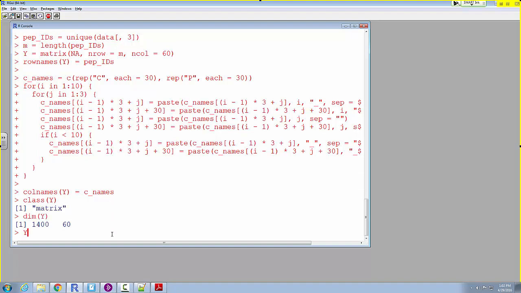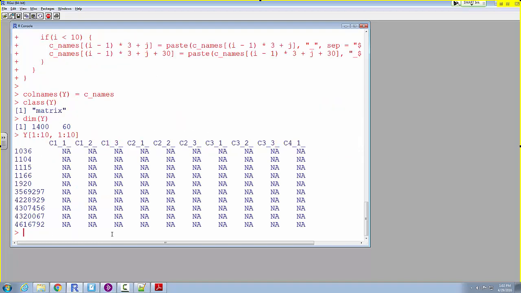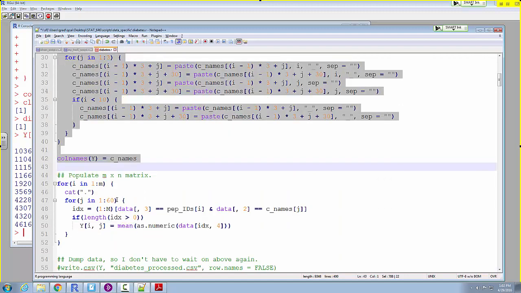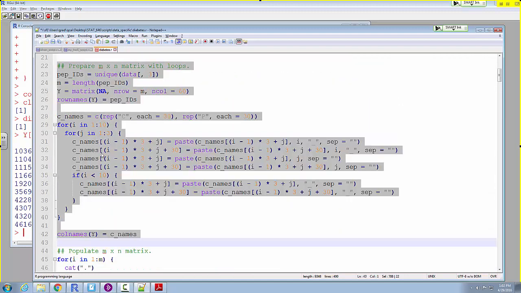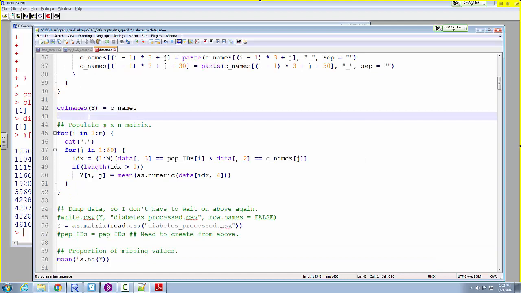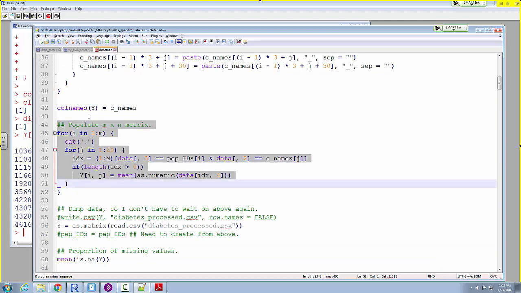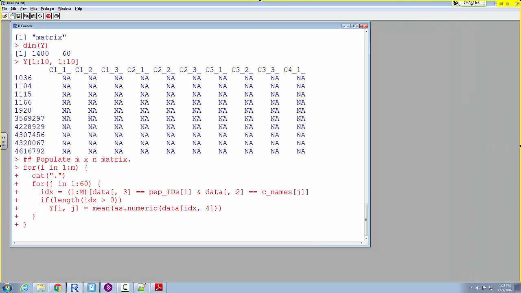(1400 by 60). That doesn't look good. Oh, I haven't populated it yet. So I set up a 1400 by 60, and now I'm going to go through and fill in the numbers. And this takes a lot longer than those two functions we called above.